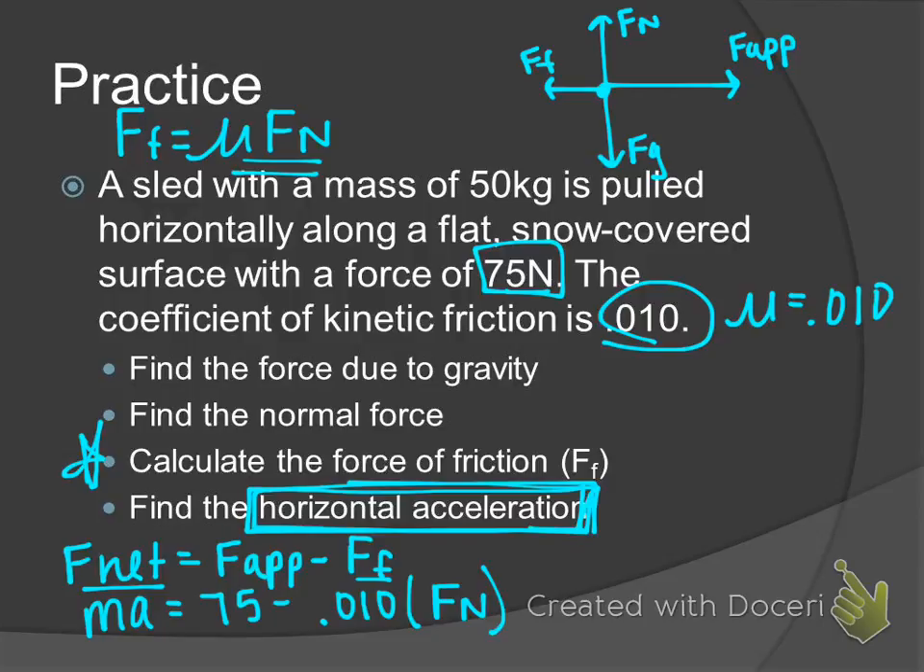So now we've got a couple different things missing. I know the mass, so I can go ahead and plug that in here. I know that my mass is 50 kilograms. So now I've got two variables, acceleration and the normal force. So that's not going to work. Which of those can I solve for?